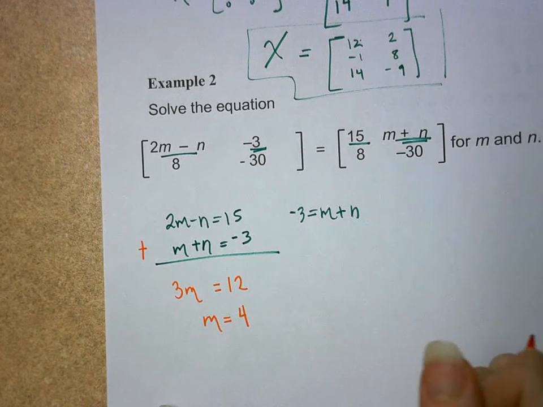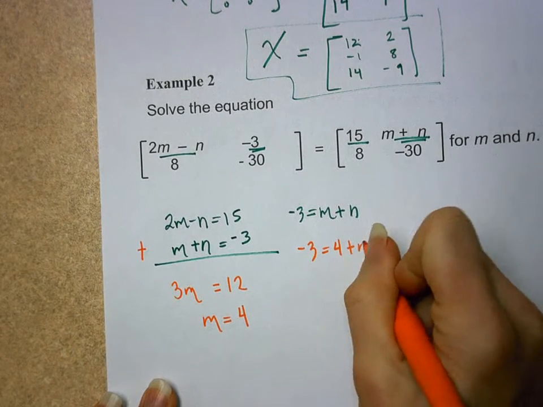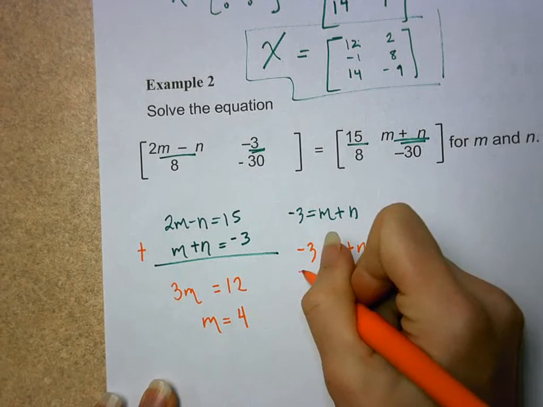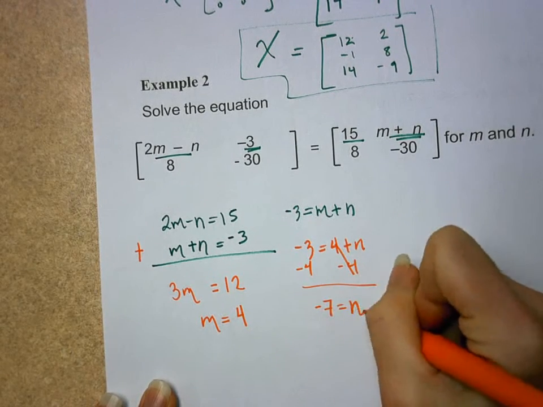What can I do after I solve for m? Plug it into either equation and solve for n. So I have negative 3 equals 4 plus n. Subtract 4 from both sides. And I see negative 7 is equal to n.